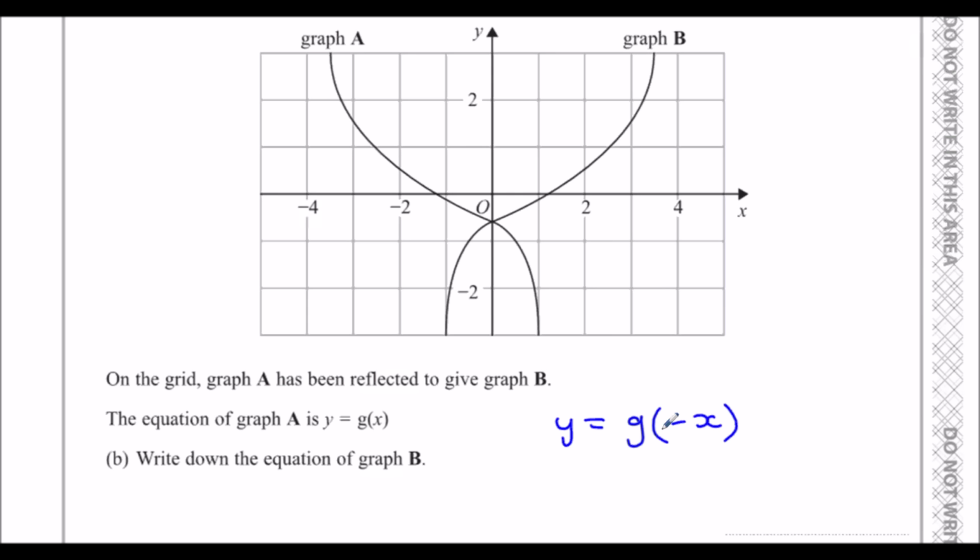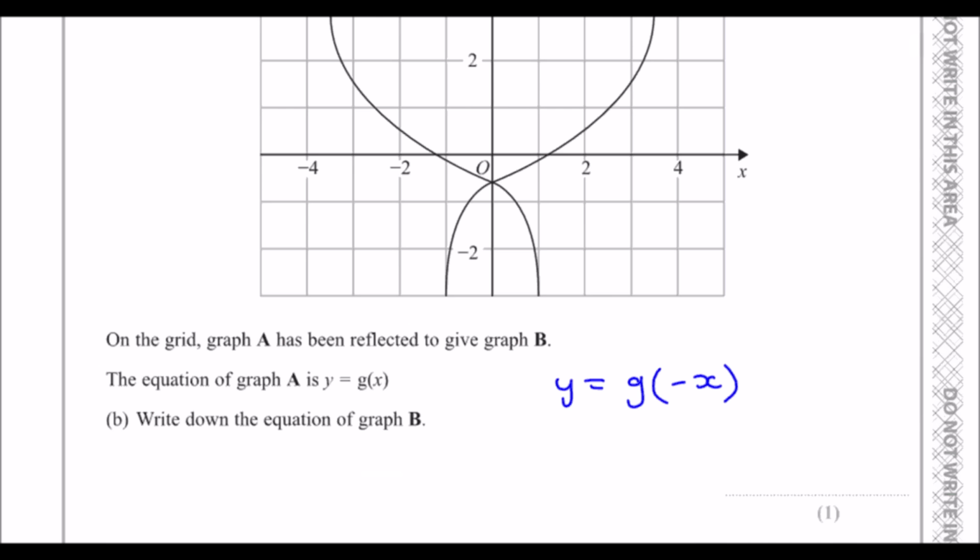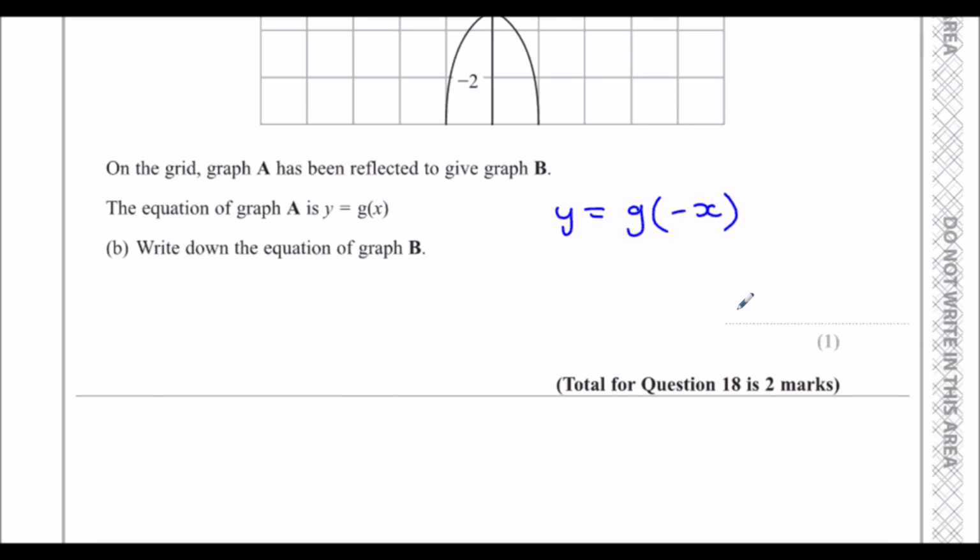So all the x coordinates have changed. They've gone from either positive to negative or negative to positive. Inside the bracket changes the x. So our answer is y equals g of minus x.